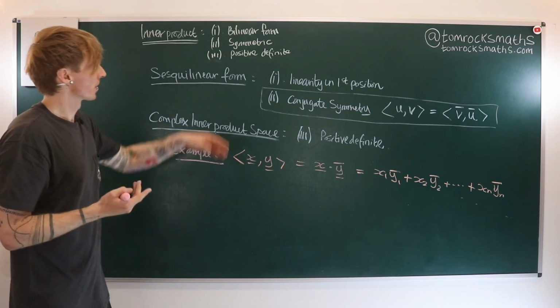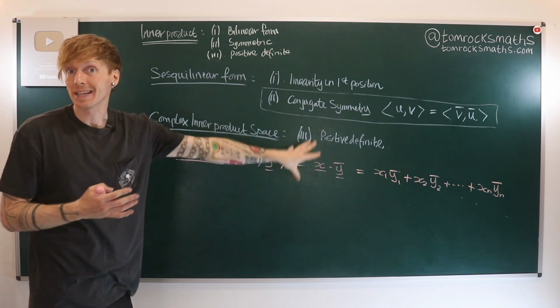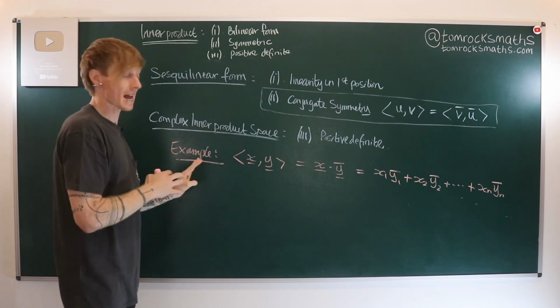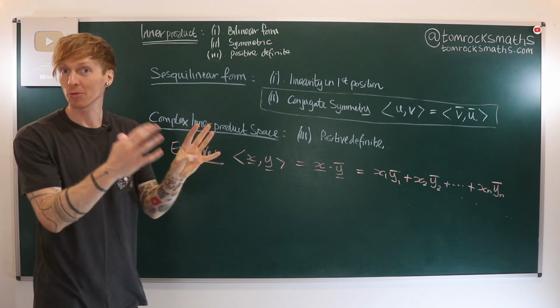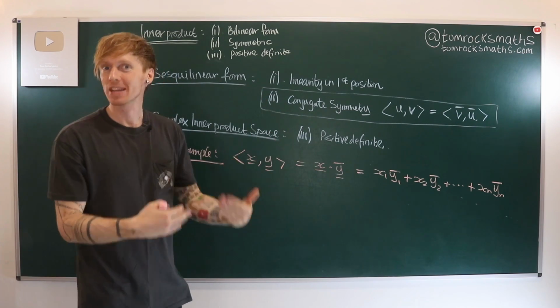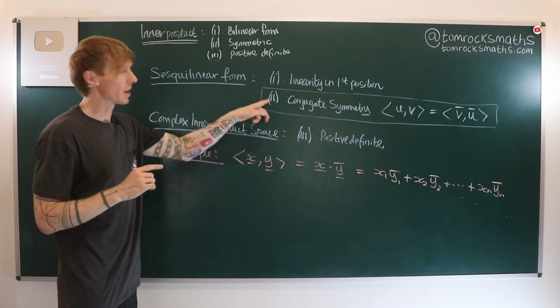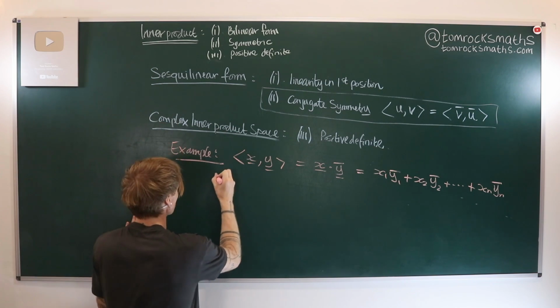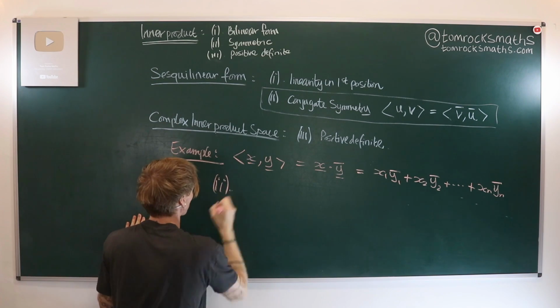Because now linearity will follow exactly as before. And again, I recommend checking this. I'm not going to go through all of the details because it's almost identical to what we did for the real dot product. But I will look at number 2 because this one is the interesting one, the new one, conjugate symmetry.